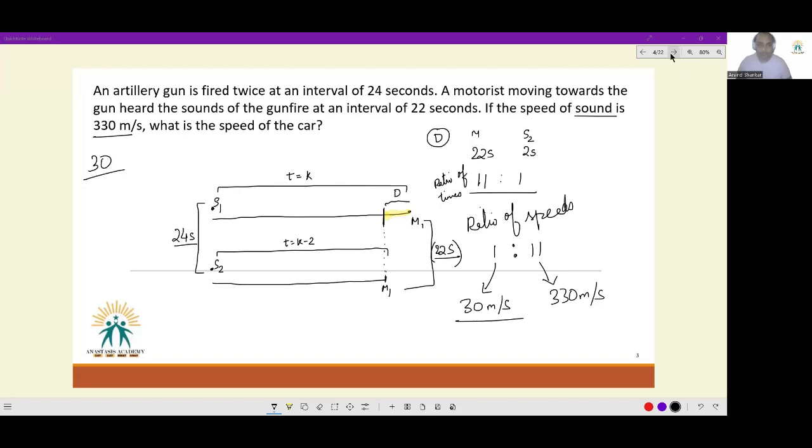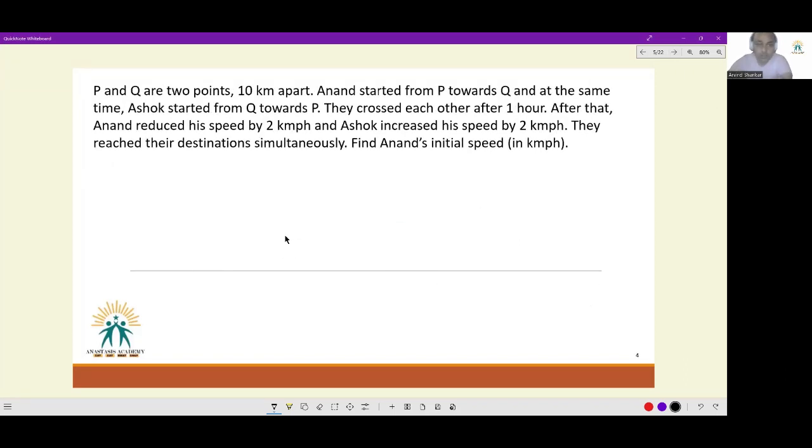Okay. Question. P and Q are 2 points 10 kilometers apart. Anand started from P towards Q at the same time. Ashok started from Q towards P. They crossed each other after 1 hour. Okay. So there is a line, P and Q. They are separated by 10 kilometers. The entire distance is 10 kilometers. Anand moved this way and Ashok to this.